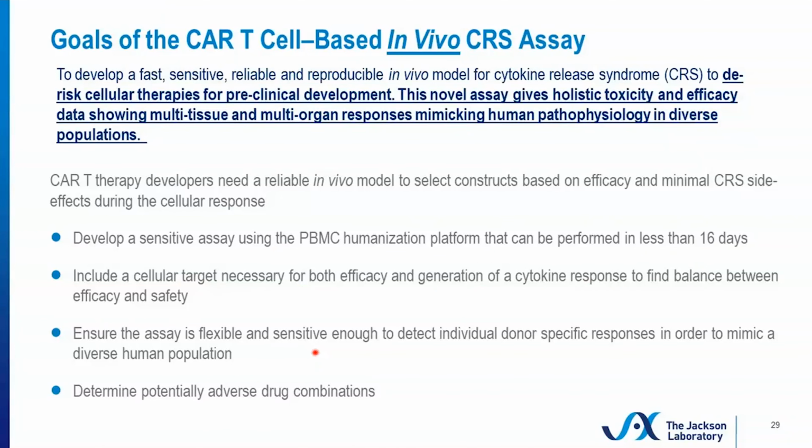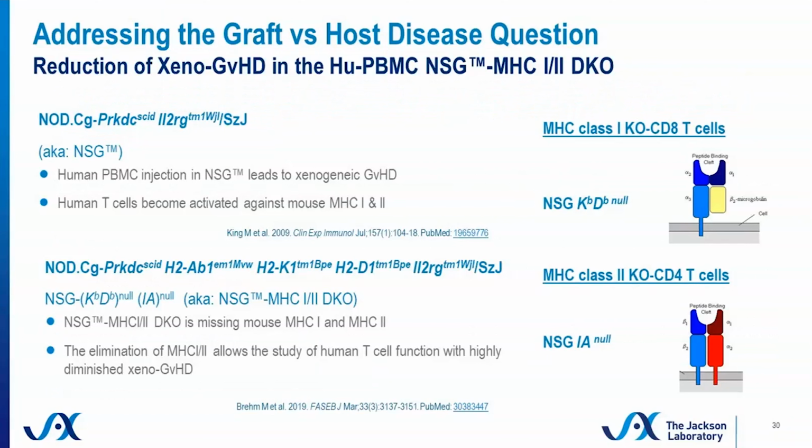And very importantly, there are donor-to-donor differences in response, as I showed earlier, that are found in the clinic, and we need to model those differences in response. And we can see donor differences in response in this model, okay? And we need to be able to look at drug combinations and things like that.